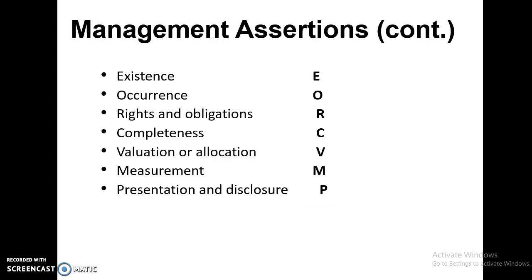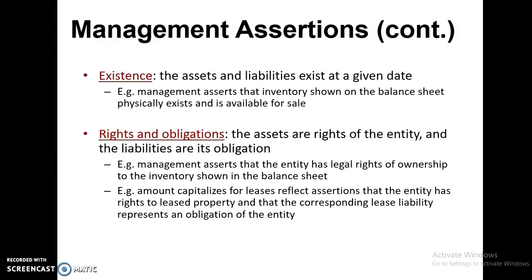Okay, these are the 7 management assertions that you need to understand, which is existence, occurrence, rights and obligations, completeness, valuation or allocation, measurement, presentation and disclosure, where we will discuss each of the items later. Okay, now let us look at the first one, which is existence.